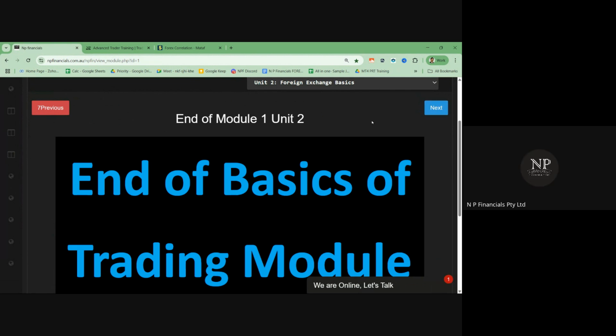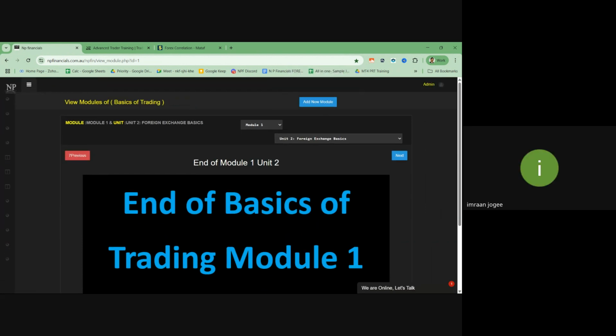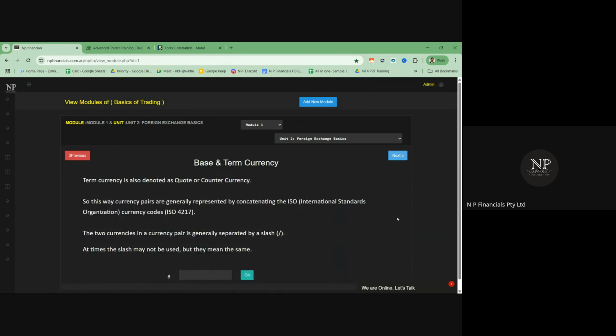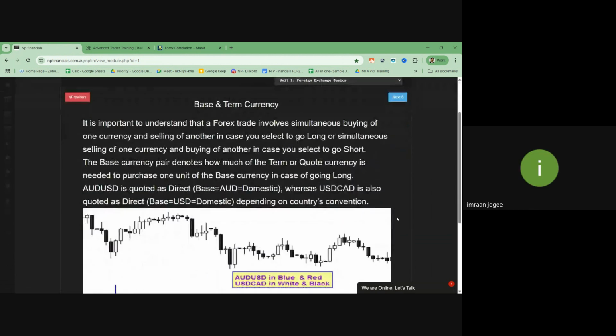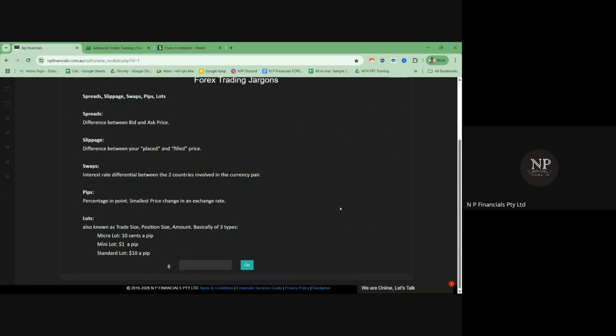So we completed module 1, unit 2. Do you have any questions? So these basics of trading are only helping me understand the terminology used, right? Yes. In module 1, unit 2, you need to practice a lot on currency nomenclature, base currency, term currency, the function of the base currency and the term currency, currency correlation, the order ticket, the volume part of it a little bit, and obviously the jargons. You do this and practice and study, and then I'll talk to you in your next class.